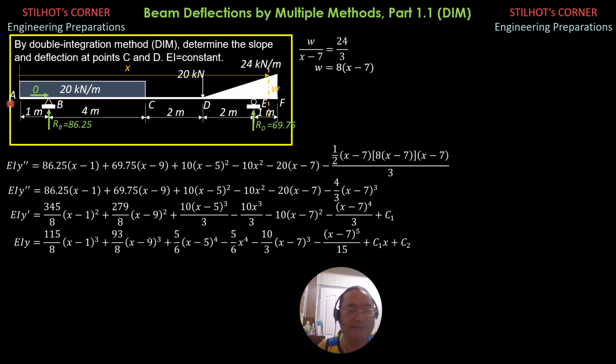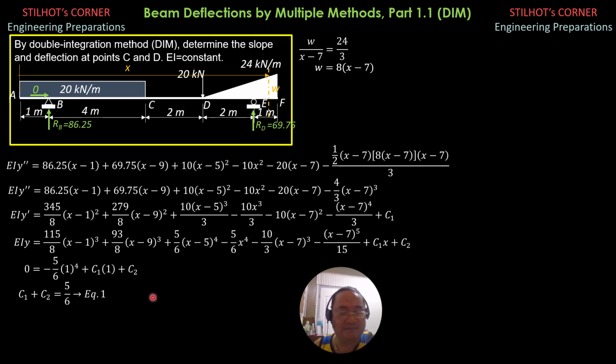C sub 1 over EI is the slope at point A on the beam, and C sub 2 is the deflection at A. That's the meaning of that. Let's now apply the boundary conditions, which is x is 1, y is 0, x is 9, y is also 0. So for x is 1, y is 0, 0 equals negative 5 over 6 times 1 to the fourth plus c sub 1 times 1 plus c sub 2. Simplifying, c sub 1 plus c sub 2 equals 5 over 6. So we will call that equation 1.